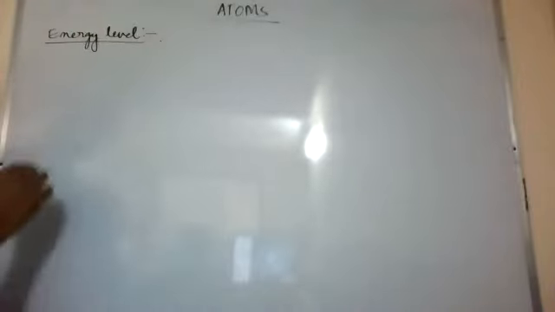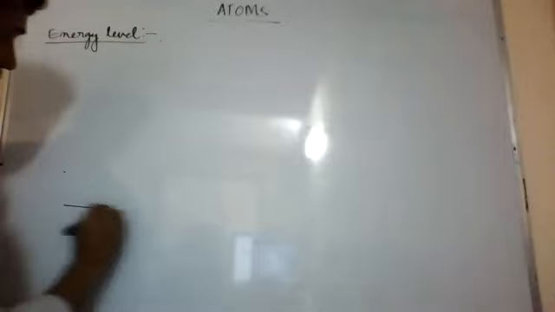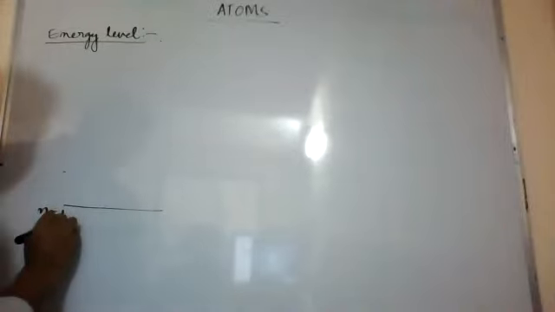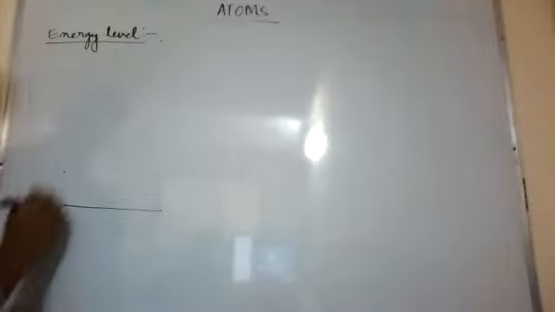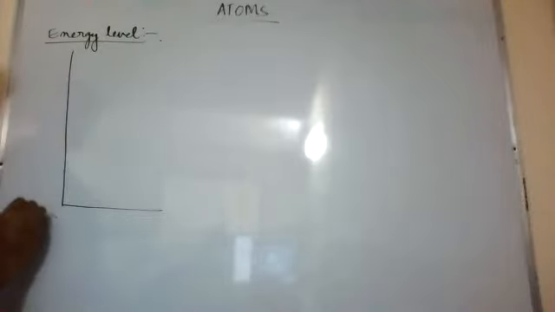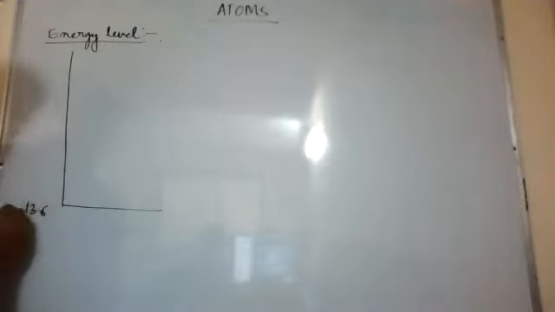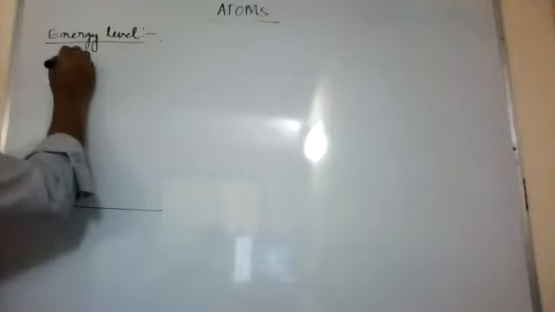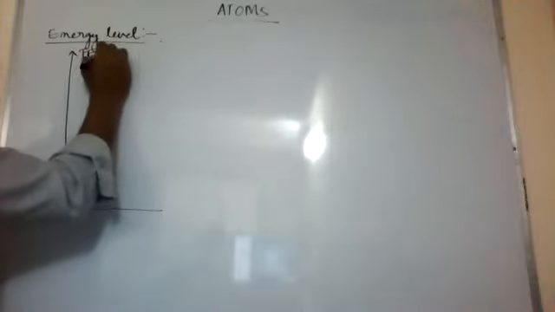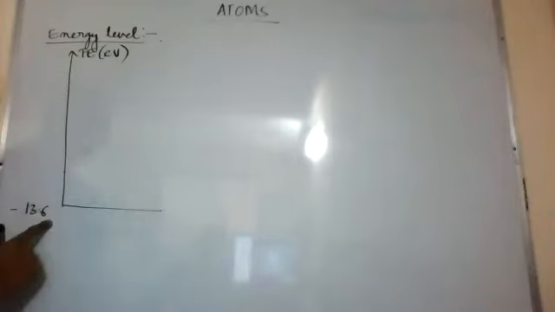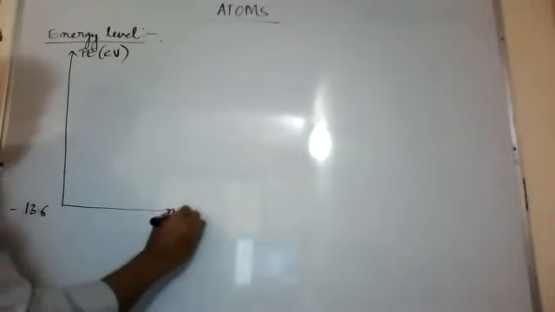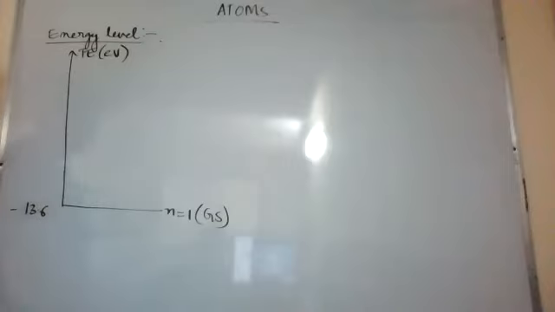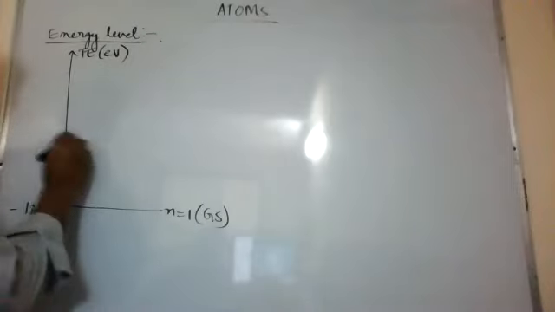In energy levels, this is the ground state energy level. You can understand now, n is equal to 1. The energy E1 is equal to minus 13.6 electron volts. This is the total energy in electron volts. Minus 13.6 is n equal to 1, the ground state.